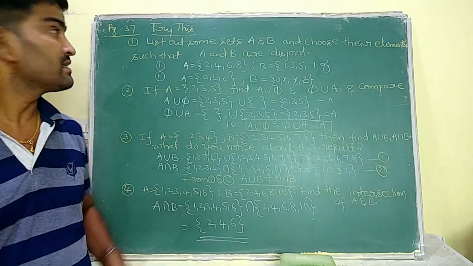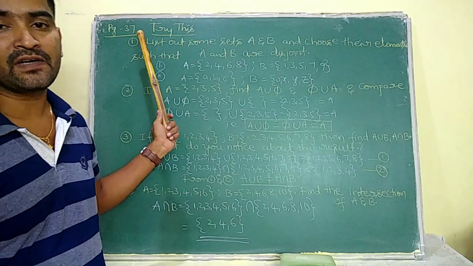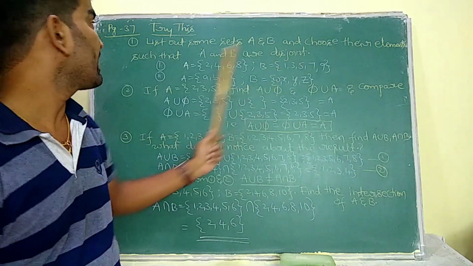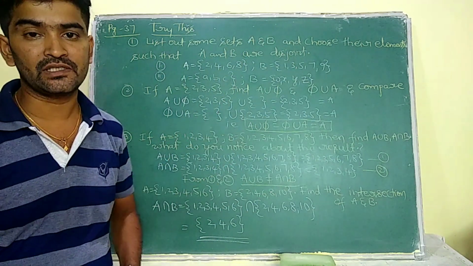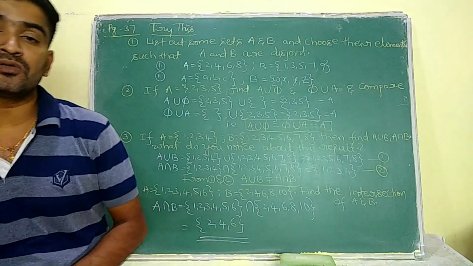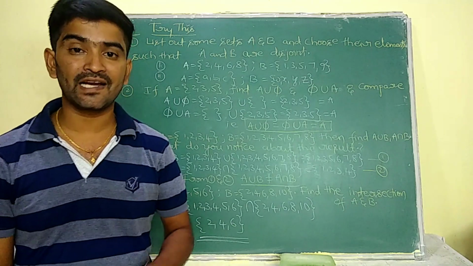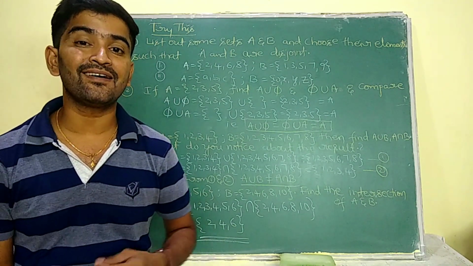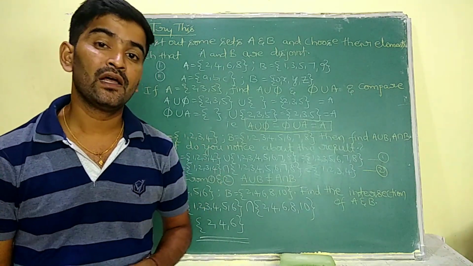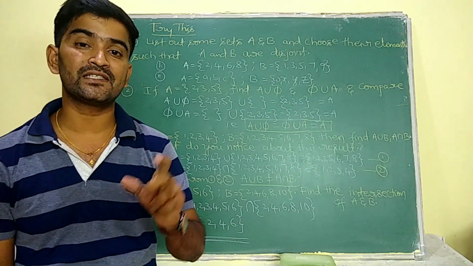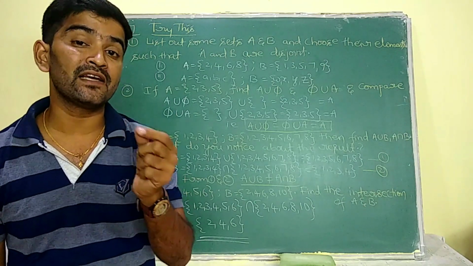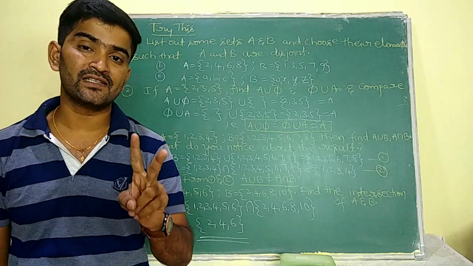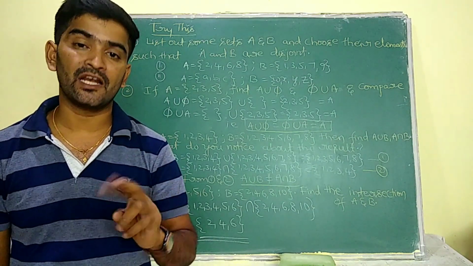Try this question from the same page number 37. In that, the first question is: list out some sets A and B and choose their elements such that A and B are disjoint. That means he is asking us to write examples of sets A and B which are disjoint. Firstly, we have to recall the definition of disjoint sets. Disjoint sets are two sets which do not have even a single element in common. That means we have to give examples for two sets which do not have common elements.